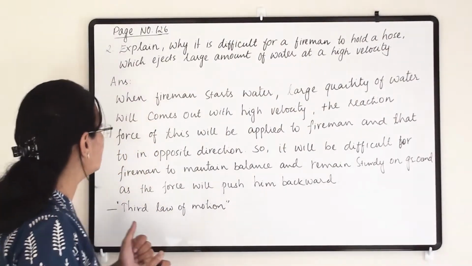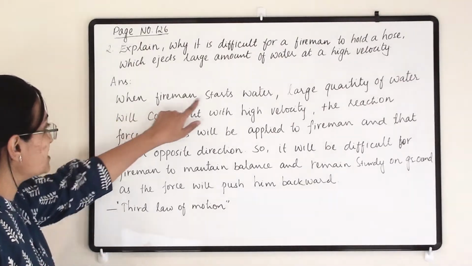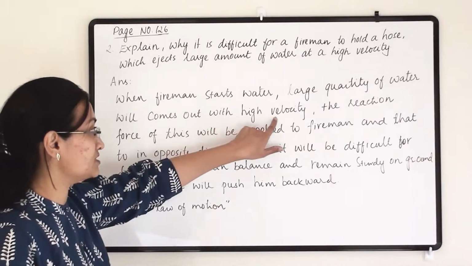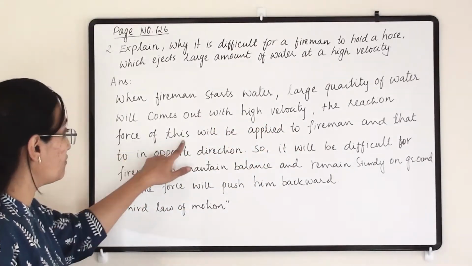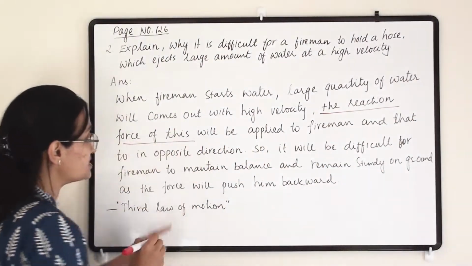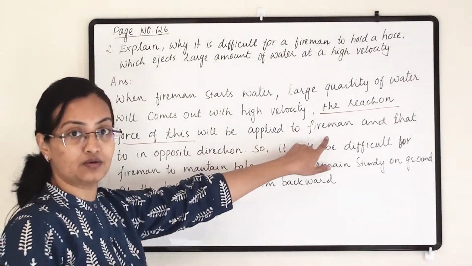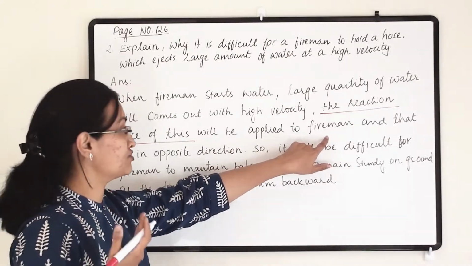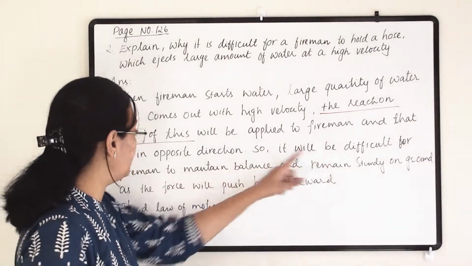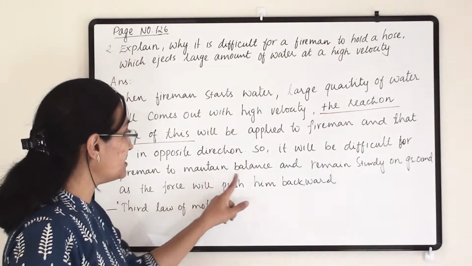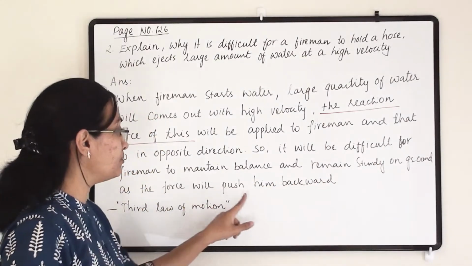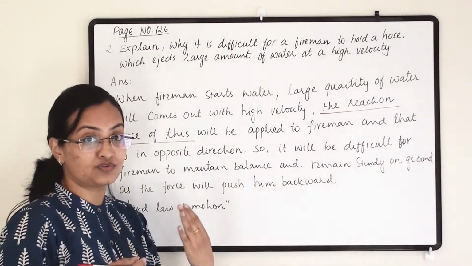So how will we write this answer? When the fireman starts the water, a large quantity of water comes out with high velocity. The reaction force of this, and this is important, will be applied to the fireman and it will be in the opposite direction. So it will be difficult for the fireman to maintain balance and remain sturdy on the ground as the force will push him backward because it is in the opposite direction.